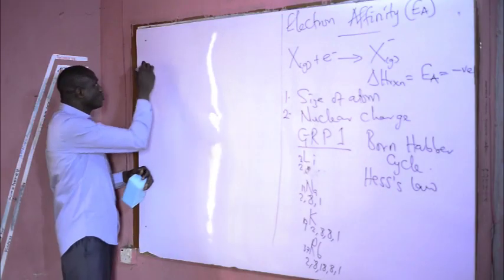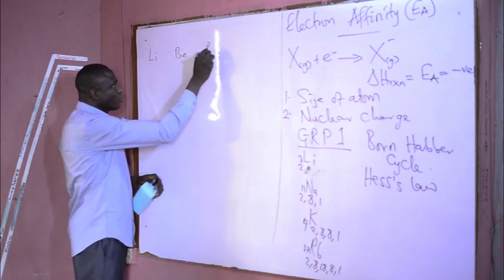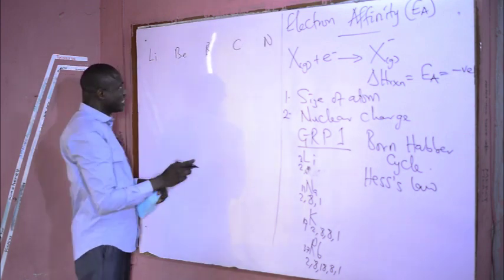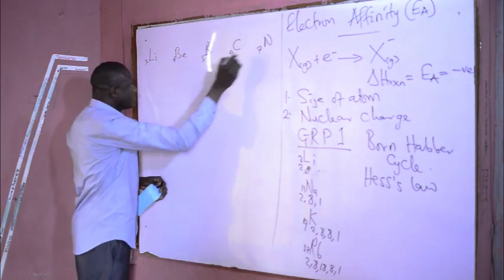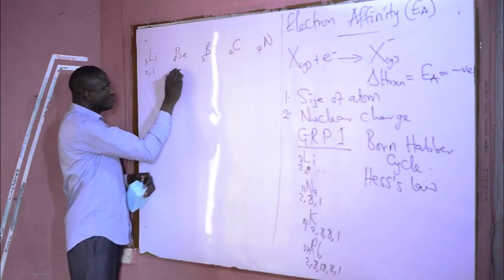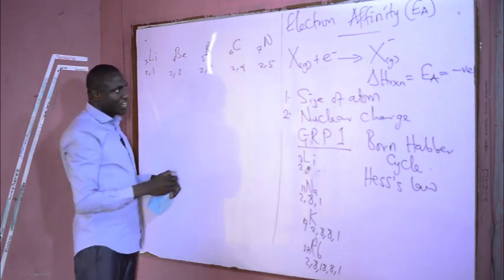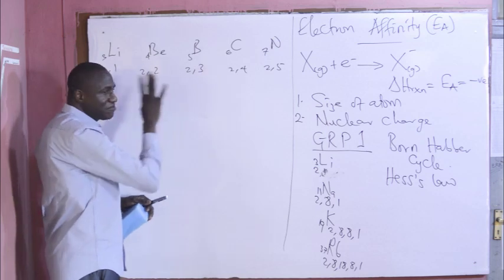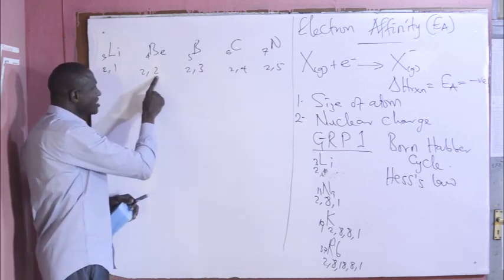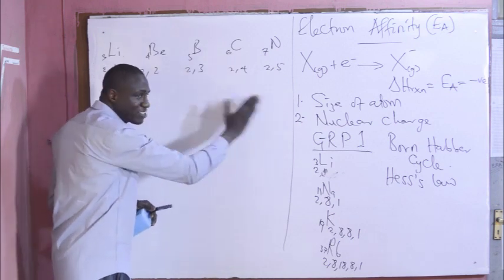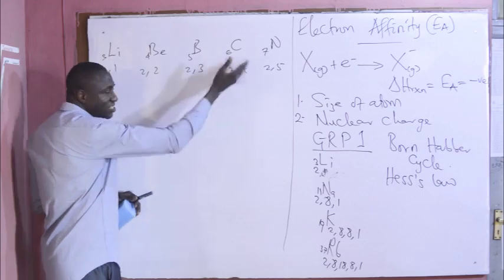If you take period 2, for instance, where we have lithium, beryllium, boron, carbon, nitrogen, with atomic numbers 3, 4, 5, 6, 7, and electron configurations 2,1, 2,2, 2,3, 2,4, 2,5. You can observe that all the atoms have two shells because they belong to period 2. But the number of electrons in the atoms' shells increases in that order. Likewise, their atomic number also increases from 3 to 7.